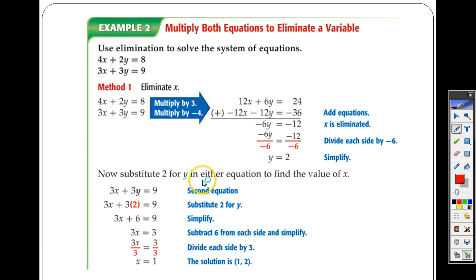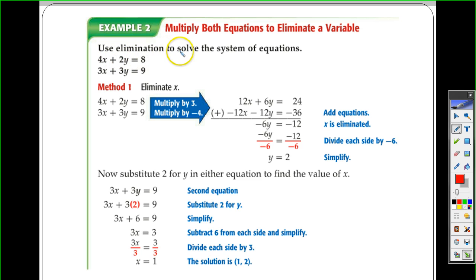Okay, here is another example. Multiply both equations to eliminate a variable. Use elimination to solve the system of equations. So here, let's look at what they did for method 1. There's different ways to do this.